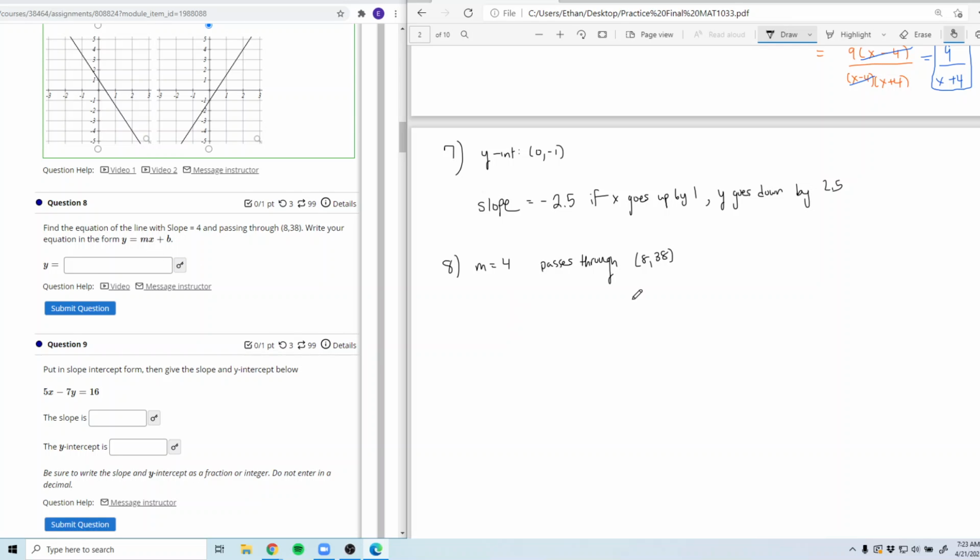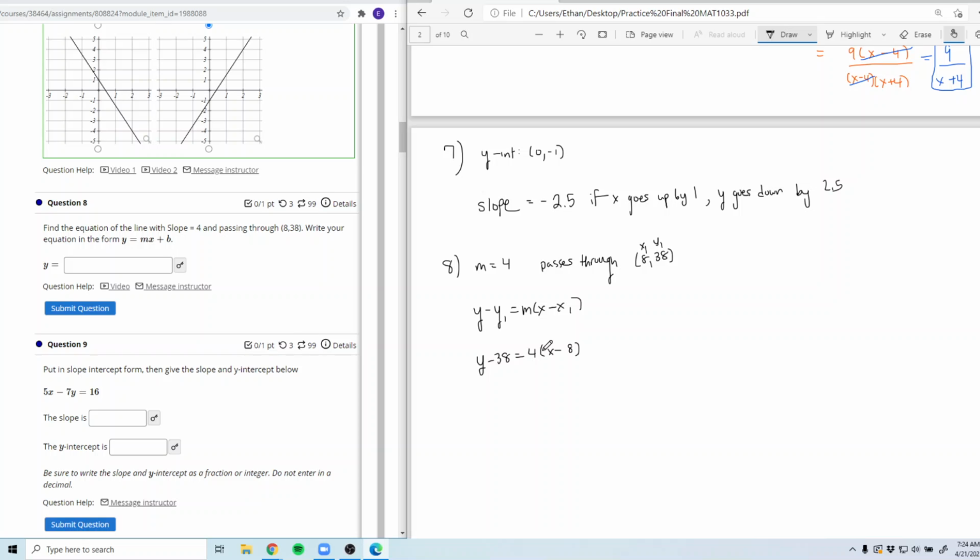But how do we do this? We use point-slope form. That's y minus y1 equals m times x minus x1, and the 8 is the x1 and the 38 is the y1. So when we plug that in, we get y minus 38 equals 4 for m, parentheses x minus 8, which is x1.